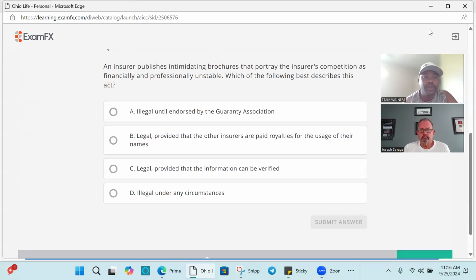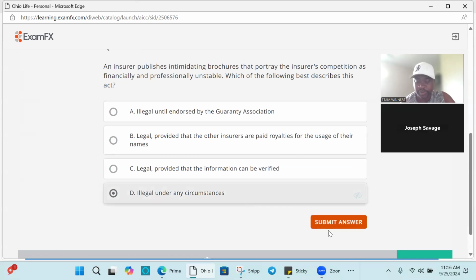An insurer publishes an intimidation brochure that portrays the insurer's competition as financially and professionally unstable. Which of the following best describes this act? Illegal under any circumstances. Yep.